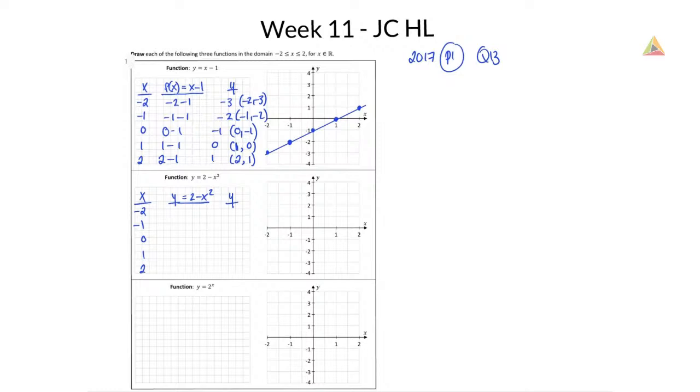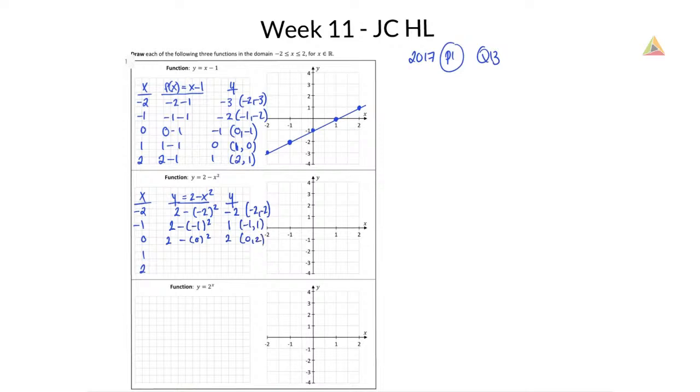And then our y values. So we plug it in. So it's going to be 2 minus minus 2 squared. Now you square a negative number, it always becomes positive. So that there would become 2 minus 4. So 2 minus 4 is minus 2. So the point is minus 2, minus 2. Next point is 2 minus minus 1 squared. So minus 1 squared is plus 1. So 2 take away 1 is 1. So the point there is minus 1, 1. Next point is 2 minus 0 squared, which is going to be 2. So the point there is 0, 2.